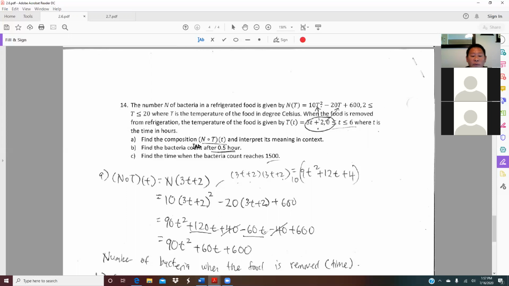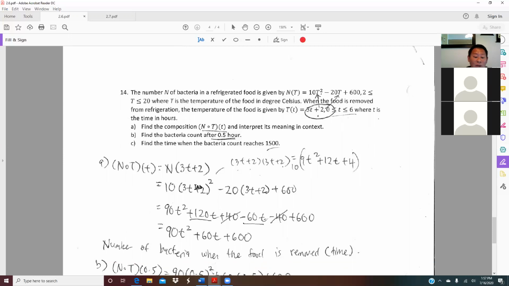So the question is find the composition of N(T(t)). When you see N(T(t)), it means that I plug this T into your N. So I plug this inside this T. So I got 10(3t + 2)² − 20(3t + 2) + 600.